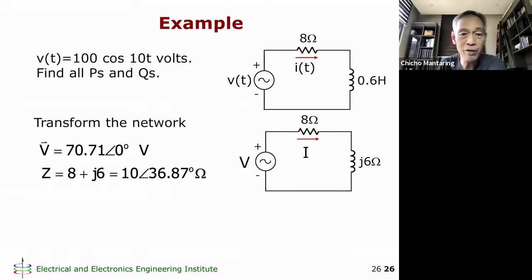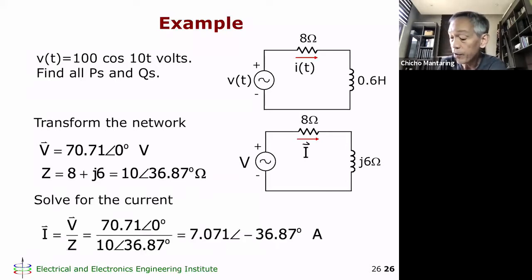So you can't avoid the Phasor method here. So you transform the network. This is my transformed network. This is my voltage. My total impedance is 8 plus J6, which is 10 at an angle 36.87 degrees. I can compute for the Phasor I.